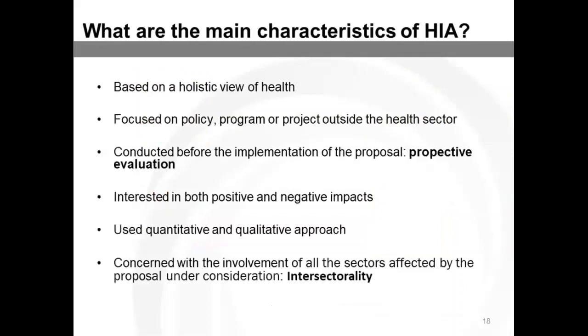Here we can see the main characteristics of HIA. First of all, it is based on a holistic view of health, which means that HIA considers the full set of determinants of health, like environmental, economic, and social determinants of health. That's why we say that HIA is based on a holistic view of health. And also it's focused on policy, program, or projects outside the health sector. This is very important because the first objective of HIA is to try to improve health and well-being of the population from policies or programs coming from outside the health sector.